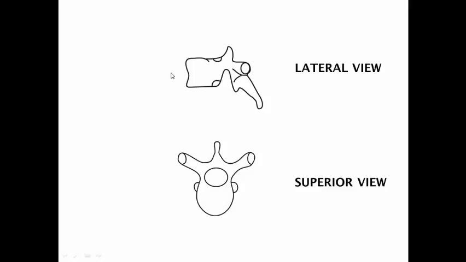On the lateral view, this is the anterior aspect of the vertebra, this is posterior, and we can also see the superior and inferior aspects of the vertebra. On the superior view, this is anterior, and here we have posterior.